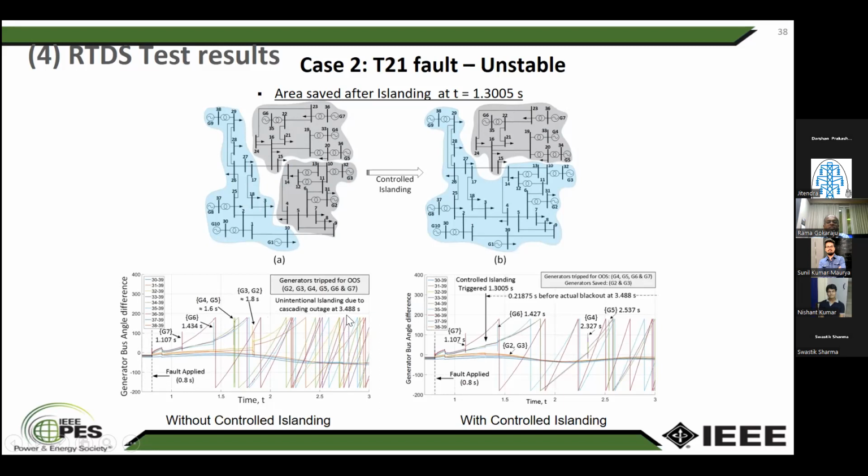So the unintentional island is happening at 3.488 seconds. And with a controlled islanding, it is triggered at 1.3005 seconds. So it is 0.21875 seconds before an actual full-scale blackout.